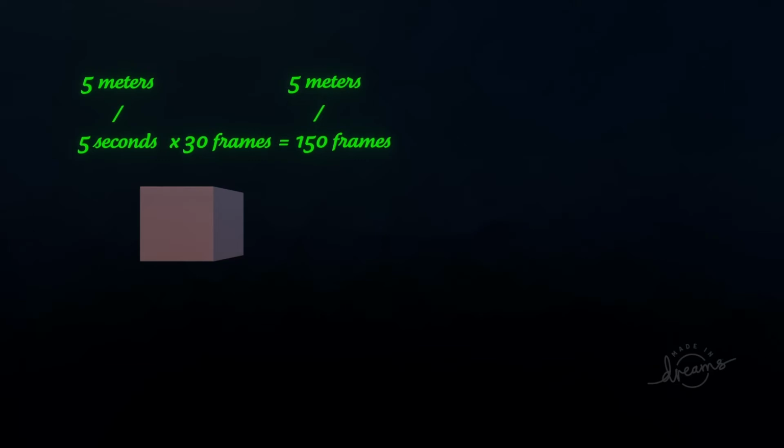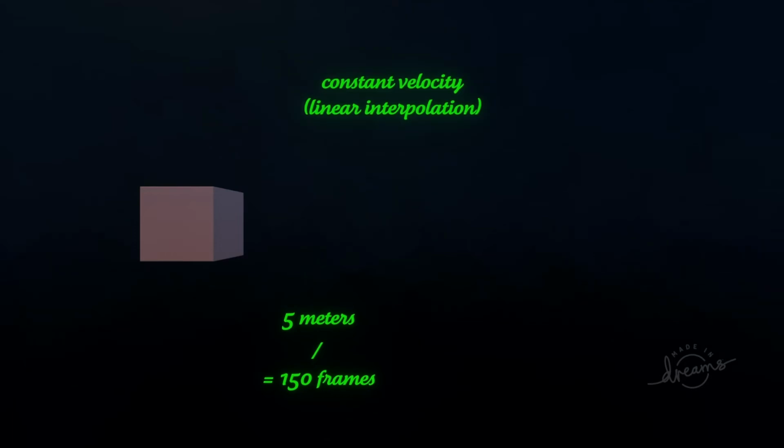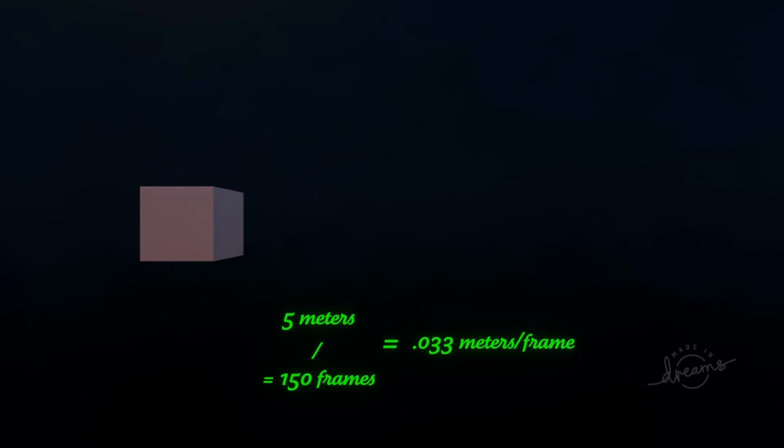If we want our block to move over time, then every frame the position of the object gets moved a slight amount. So we want this block to move 5 meters in 5 seconds. There are 30 frames in 1 second, meaning over 150 frames, our object will move 5 meters. If the velocity is the same throughout the animation, that means we will move 0.033 meters every frame.